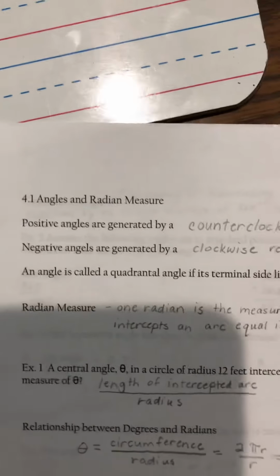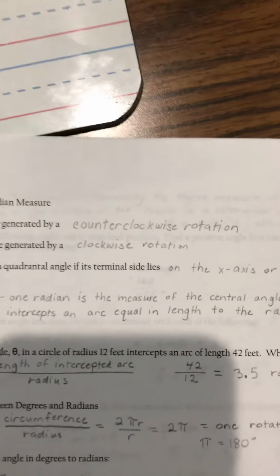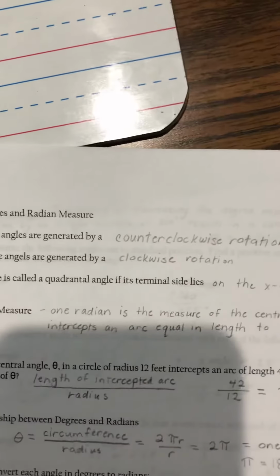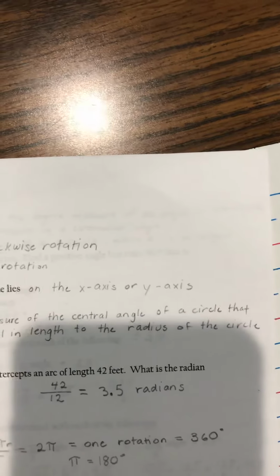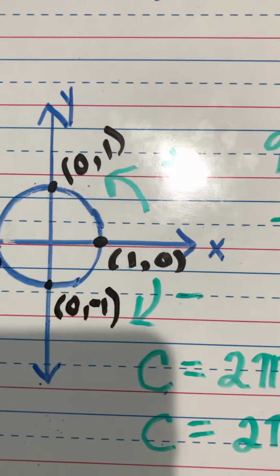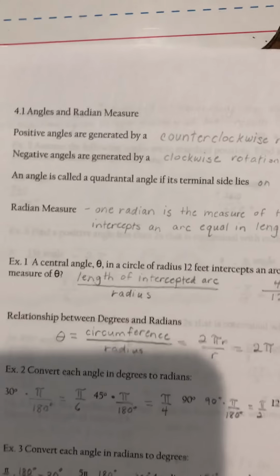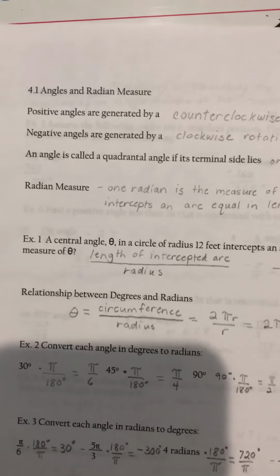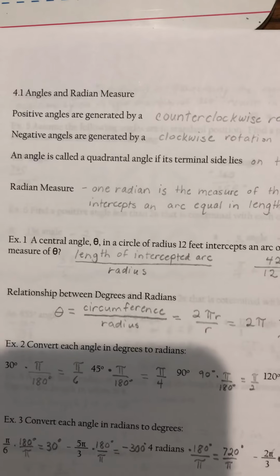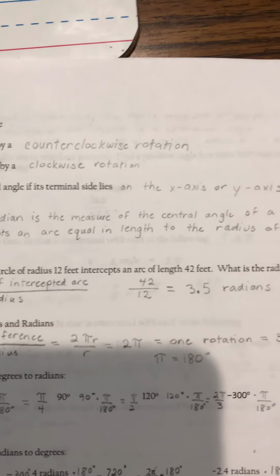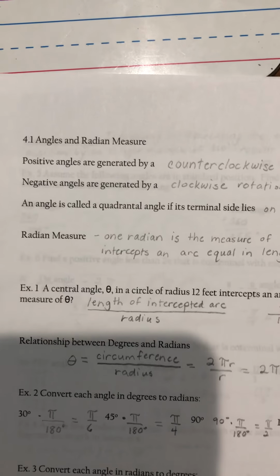Radian measure, as we've already mentioned: 1 radian is the measure of the central angle of a circle that intercepts an arc equal in length to the radius of the circle. So for our unit circle, it was 2 pi, but not every circle is a unit circle. So for example, in example 1, a central angle theta in a circle of radius 12 feet intercepts an arc length of 42 feet. What is the radian measure of theta? In other words, the angle.